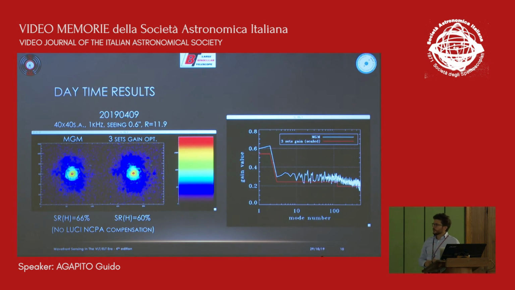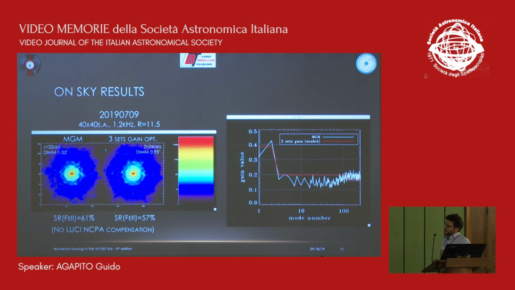So we start with daytime activity during the commissioning. We compare the old algorithm with the new one. You see there are three sets of gain, and we see that we can reach a higher performance. And then we go on sky. As for the daytime result, we see that we can get a higher Strehl ratio. But not always does the system work as expected.